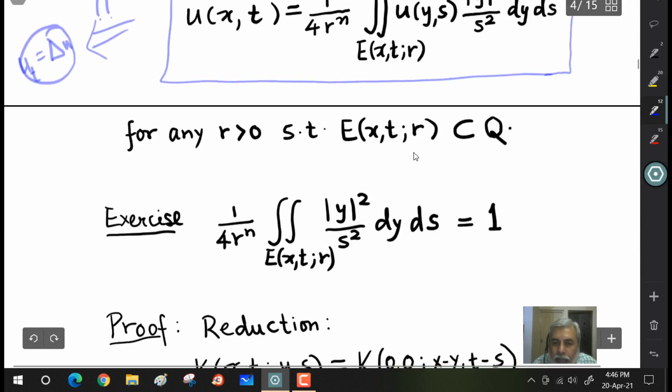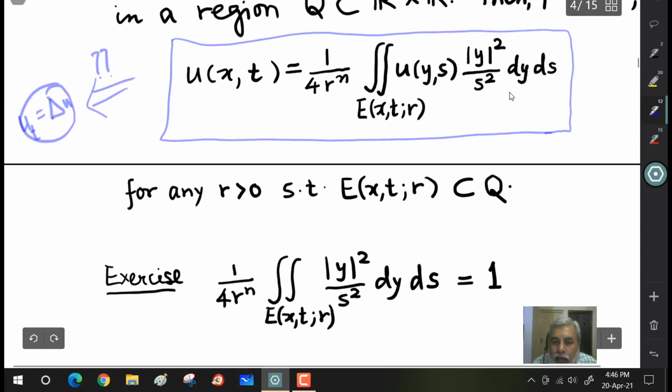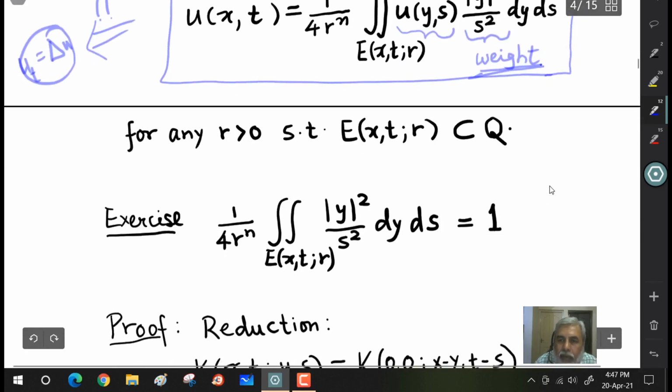So in this case, let me quickly say this. We are not just integrating the function, but there is a weight. We are multiplying by some function, and these are generally referred to as weights. The property of this weight is, if you remove this weight, this integral over, I am writing here a double integral just to indicate that this is an n plus 1 dimensional integral.